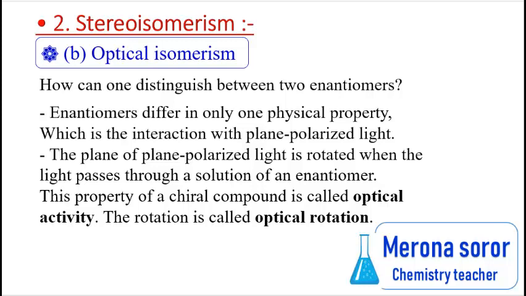The plane of plane polarized light is rotated when the light passes through a solution of an enantiomer. This property of chiral compounds is called optical activity. The rotation is called optical rotation.